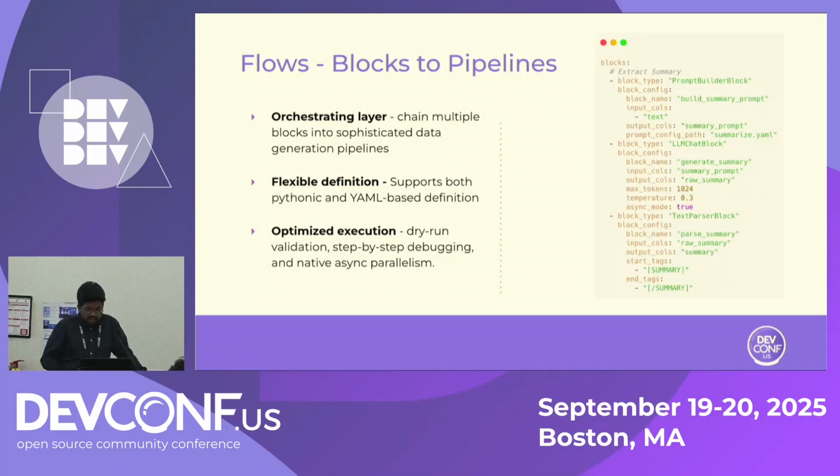And third, these flows are built for optimized execution. You can dry run your data generation flow, test it, and validate it. You can do full scale generation with async. You can do long generations, and it has built-in parallelism as well.